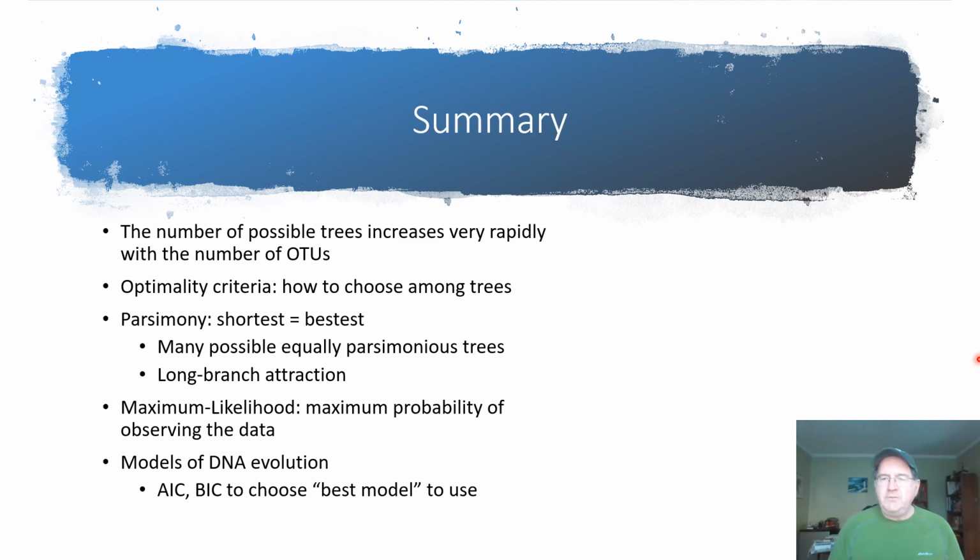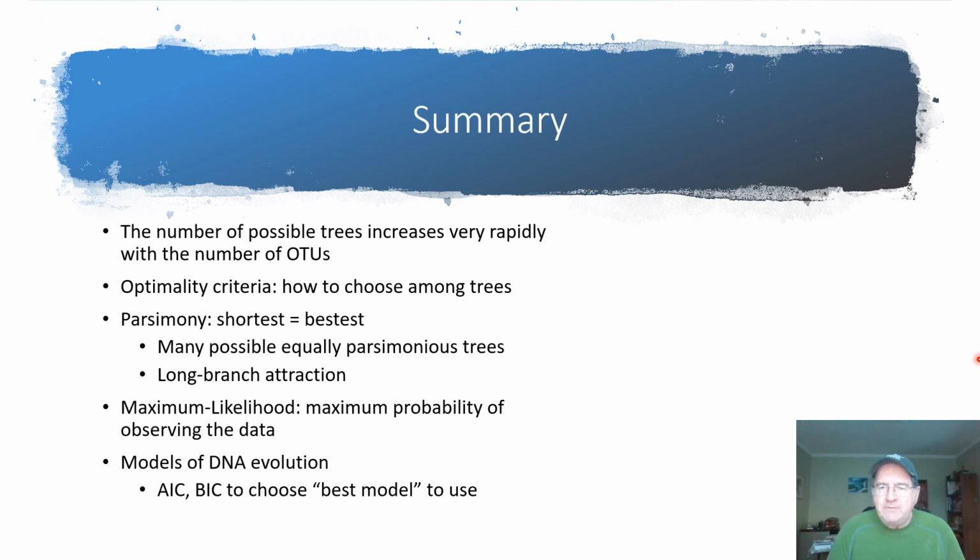The biggest thing is to introduce these two optimality criteria. The first point I want to make here in the summary is that the number of possible trees to represent relationships among taxa increases rapidly with the number of OTUs, such that you don't have to go very far before you have outstripped your capacity to actually look at and compare all the possible patterns of relationship. These optimality criteria give us an explicit operational criterion by which to say this is the best tree, or the best tree is at least this.